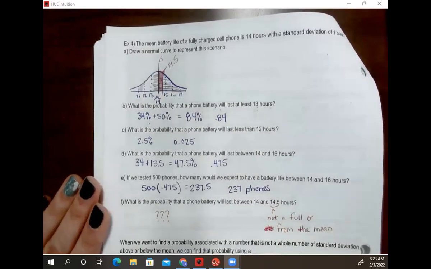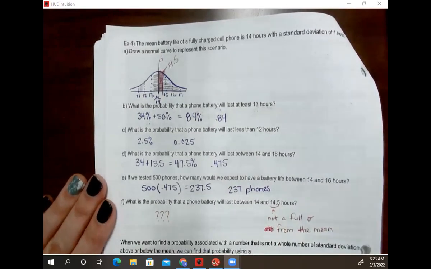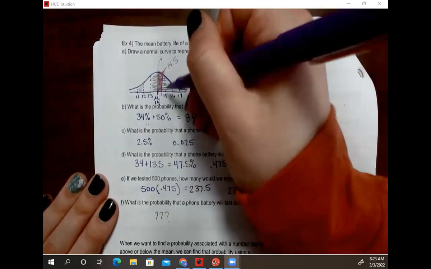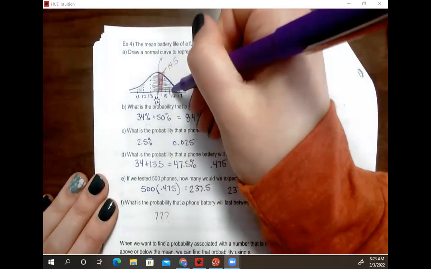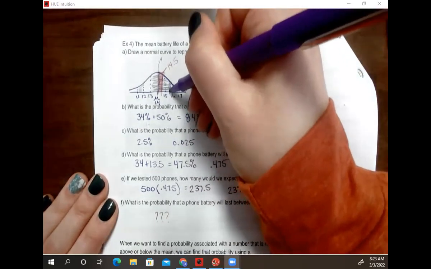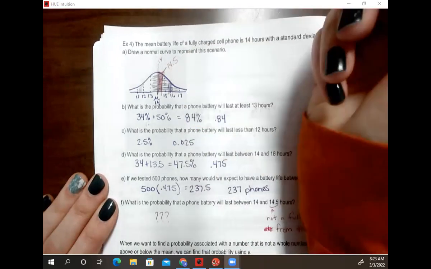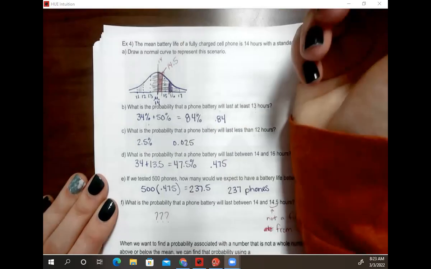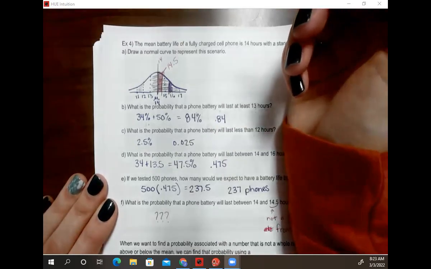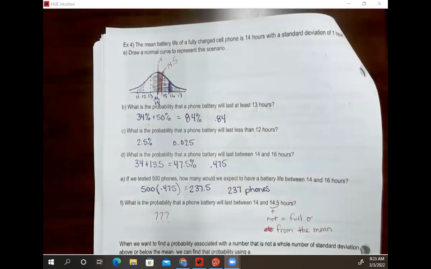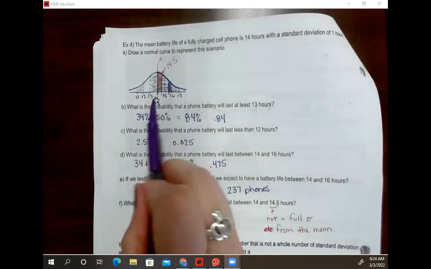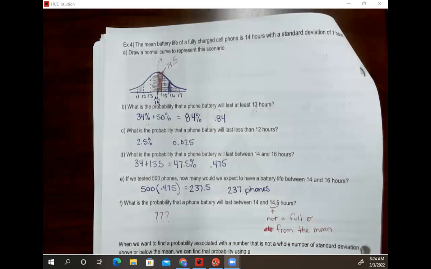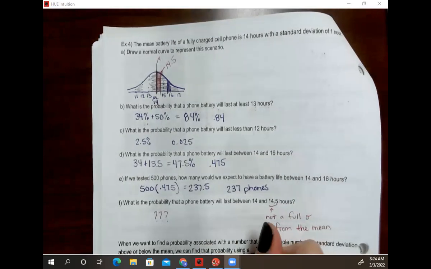And it also doesn't matter that we're measuring from the mean. If I asked you what's the probability that we're between 15.5 and 16 hours of battery life, this section right here, I can't answer that question right now either. But that's still an important question to be able to ask. So when we want to find a probability associated with some number that's not a whole amount of standard deviations from the mean, what we're going to use is something called a z-score.